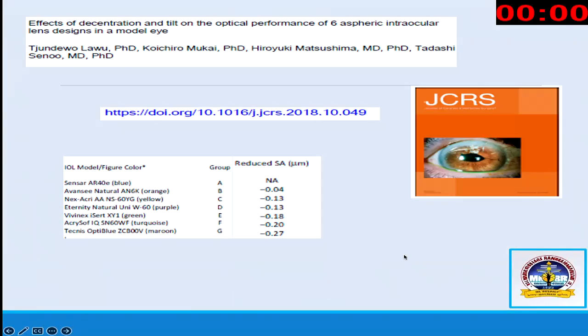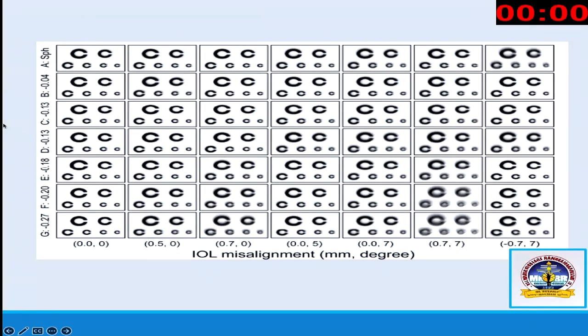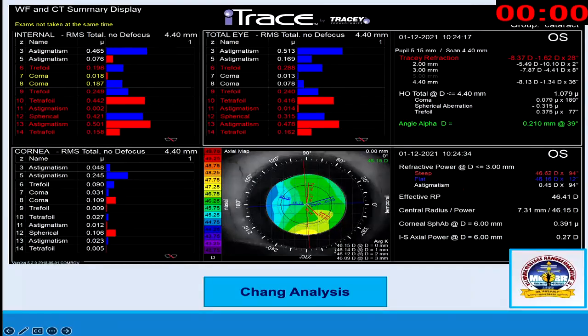It is not only the spherical aberration, even the tilt of the lens affects the quality of vision. It shows six lenses where there is a tilt; this is a lens with zero aberration and zero tilt. These are the different types of lenses with 0.5 millimeter decentration. As we can see with the aspheric lens, which is Gaussian norm, there is minimal deterioration of vision with decentration as well as tilt. So I won't go into this, I will just give you one example.